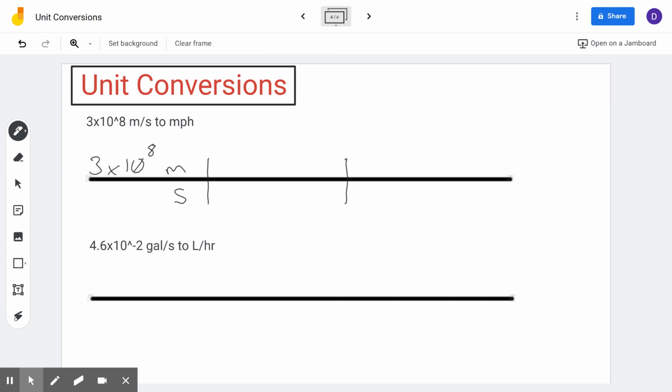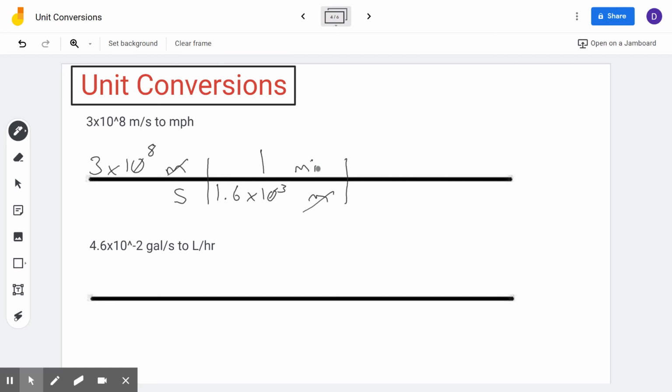Now, let's change meters to miles. Well, how many meters are in 1 mile? Well, it's 1.6 times 10 to the third. 1.6 kilometers is 1,600 meters, okay? So right there, we got rid of meters and we've got miles.